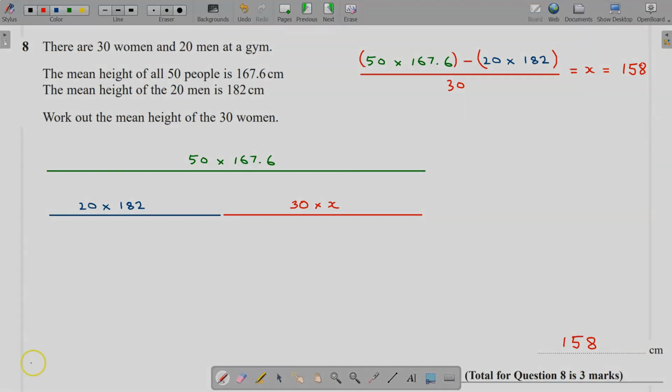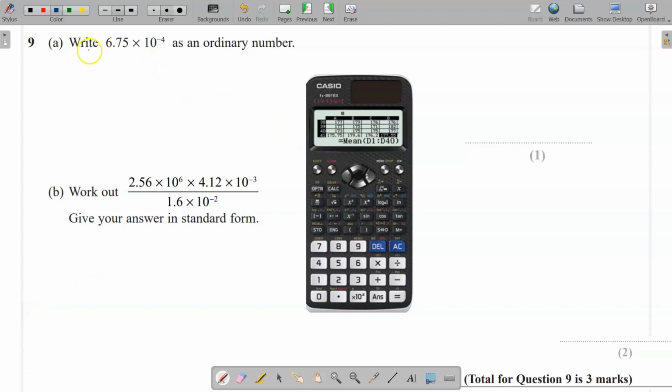Okay, in this question about standard form, we can do the first one without the calculator. It's very easy. We just need to effectively move the decimal point 4 places to the left, so the answer becomes 0.000675.